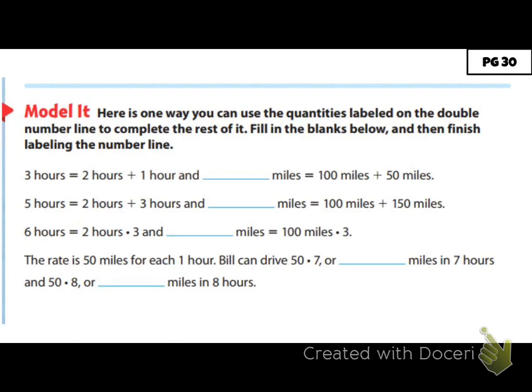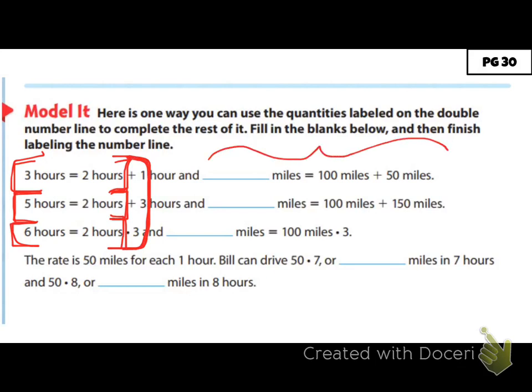Now we're looking at the next model it down below. Here is one way you can use the quantities labeled on the double number line to complete the rest of it. Fill in the blanks below and then finish labeling the number line. Well, this can get kind of confusing, but let's break this down and look at these first. Okay, so those are equivalent, and then from here to here will all be equivalent.